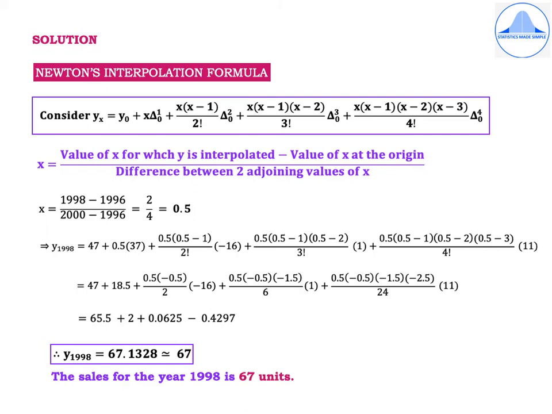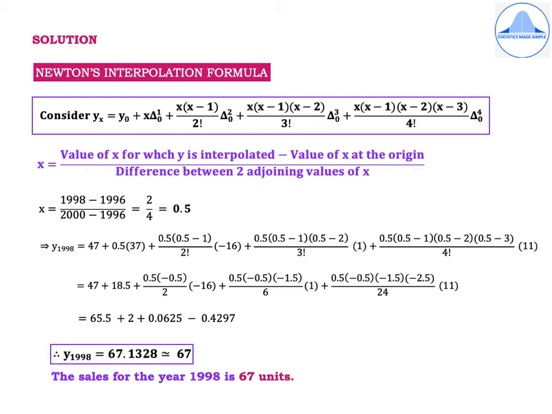Solution. Write Newton's interpolation formula. Consider y x equal to y naught plus x delta naught to the power 1 plus x into x minus 1 by 2 factorial delta naught square plus x into x minus 1 into x minus 2 divided by 3 factorial delta naught cube plus x into x minus 1 into x minus 2 into x minus 3 divided by 4 factorial delta naught to the power 4.